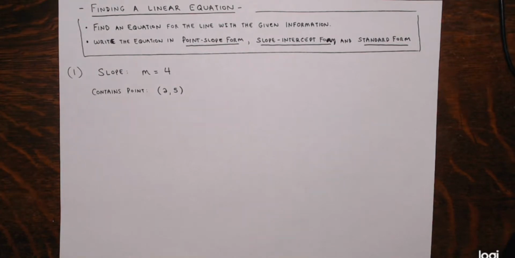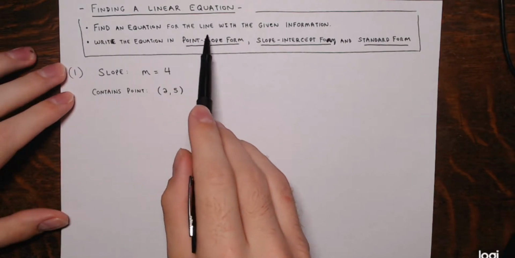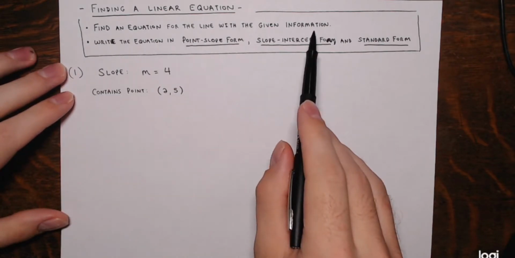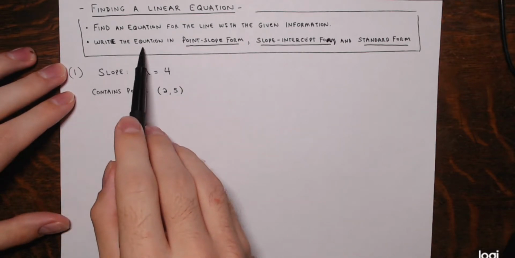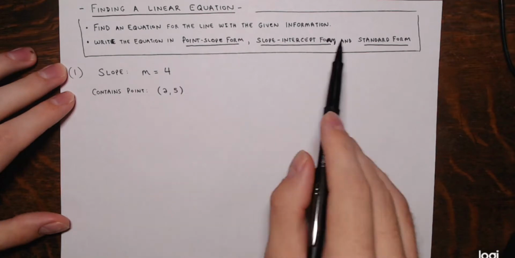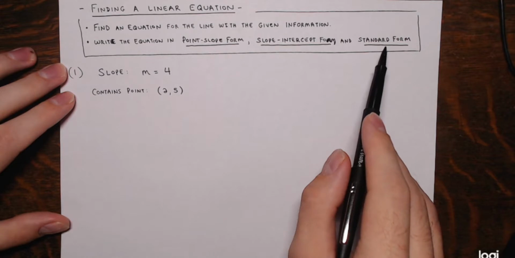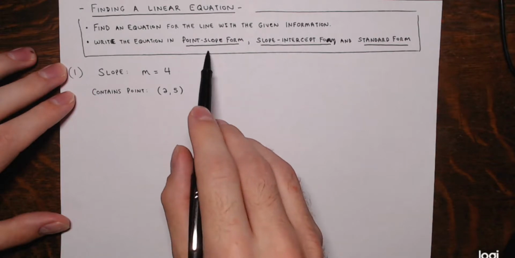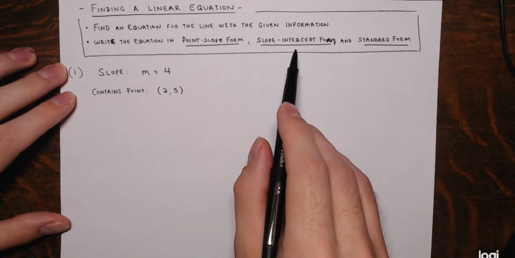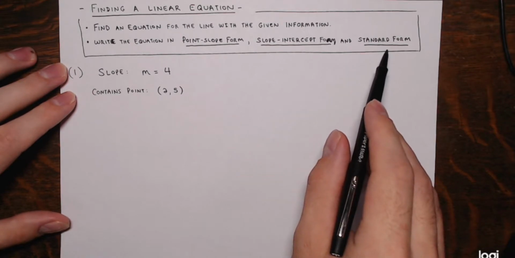So the instructions are: find an equation for the line with the given information, and then we'll be asked to write the equation for that line in 3 different forms. All 3 forms will represent the same line, but just look different. So there's point slope form, slope intercept form, and standard form.